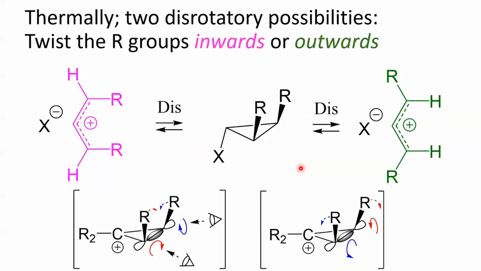Our second outward option, transition state, is shown down here. The p orbital on the left, we're going to rotate in a counterclockwise direction. The p orbital on the right, we're going to rotate in a clockwise direction. In so doing, our R groups are going to rotate outwards, giving us this product shown here, whereby the R groups are in a trans configuration in relation to one another.